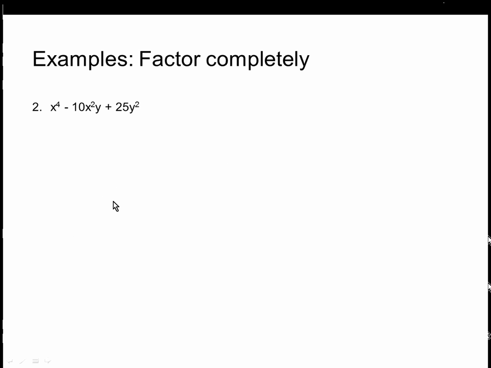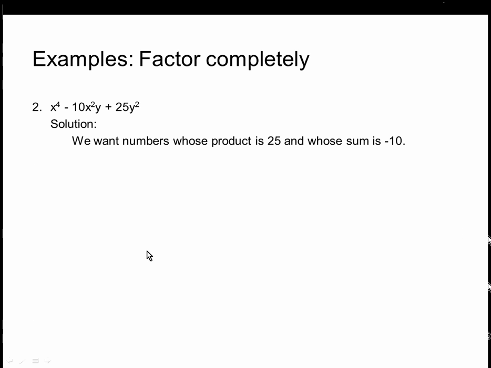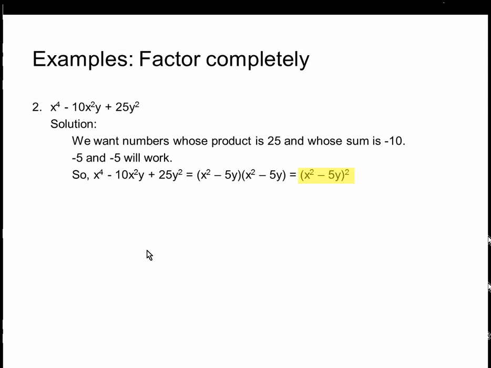Now I've got x to the 4th minus 10x squared y plus 25y squared. Okay, anything in common? No. Is it in correct order? Yes. The powers of x go down, the powers of y go up. Okay, we need numbers whose product is 25 and whose sum is negative 10. It's negative 5 and negative 5. So I'll have x squared minus 5y times x squared minus 5y, better known as x squared minus 5y squared.